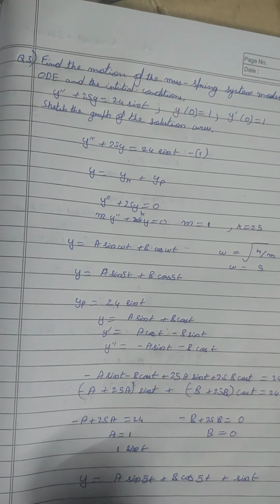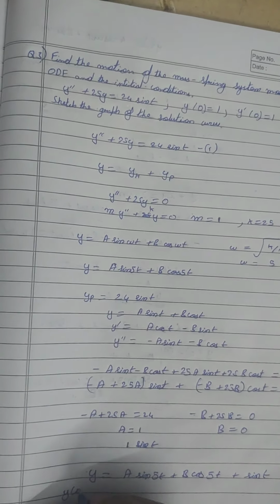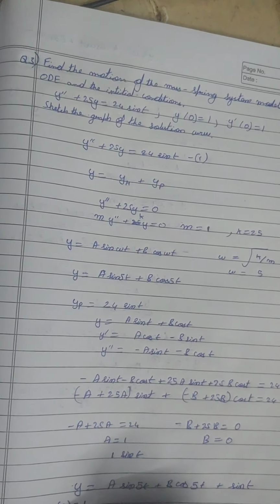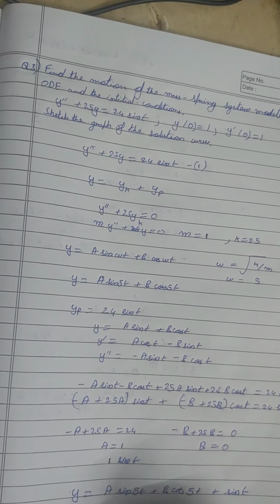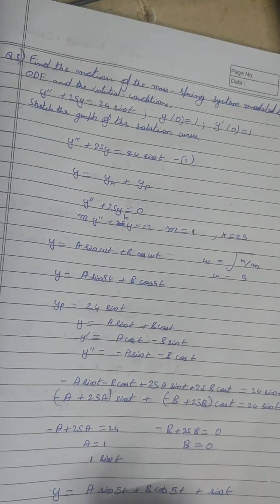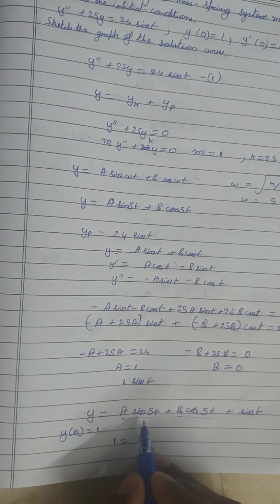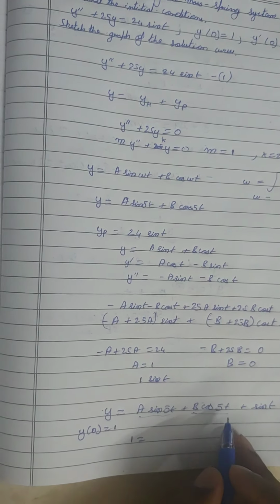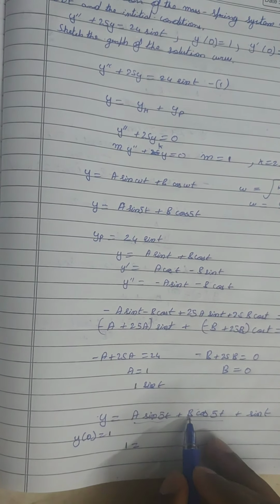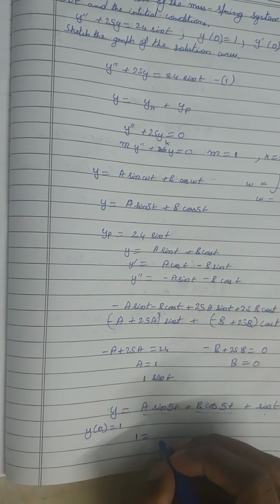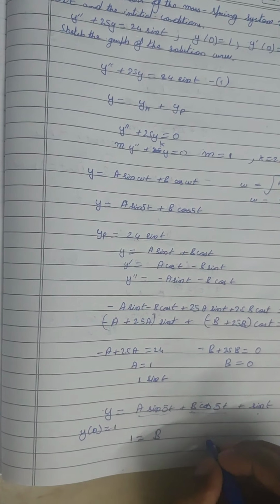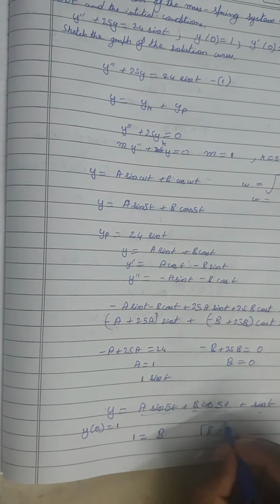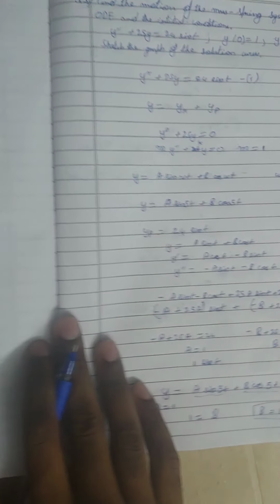So the first condition is y of 0 is equal to 1. So 1 is equal to, this part is 0, so cos 5t becomes 1. So b is left, and this again gets 0. So we get b is equal to 1 from the first condition.